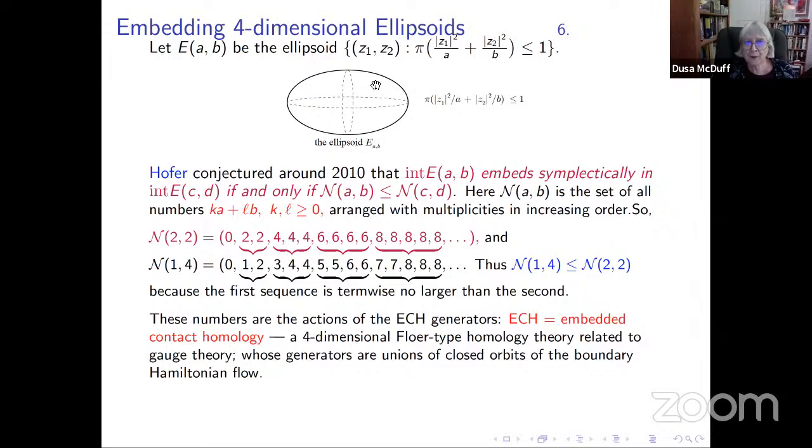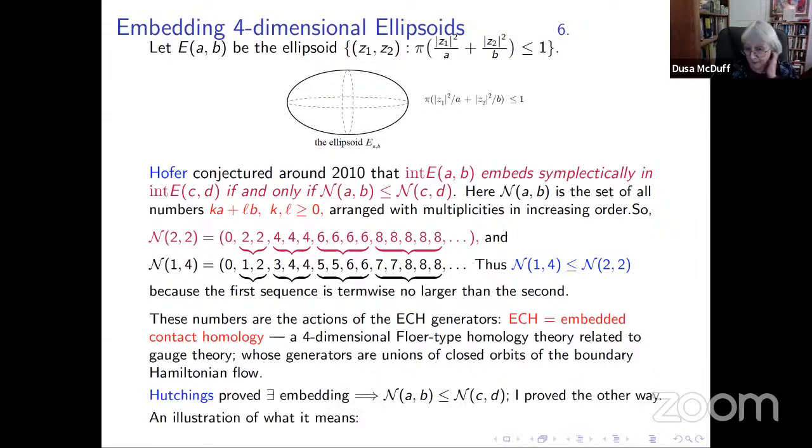So the thing is, if you look at this ellipsoid and take A over B irrational, then there are just 2 simple closed orbits. There's the one of size A and the one of size B. And if you want to look at unions of closed orbits, they have actions exactly kA plus lB. And there's this homology theory which says that each such union is a cycle. That's why you get these numbers. So Hutchings developed that theory. And using his theory, he showed that if there is an embedding, these ECH capacities are monotone. So N(A,B) is less than or equal to N(C,D). So that follows from the theory of embedded contact homology.